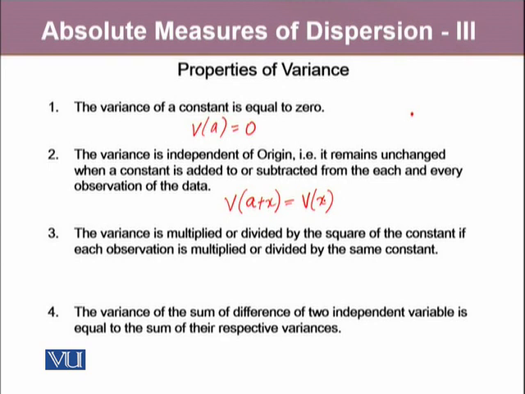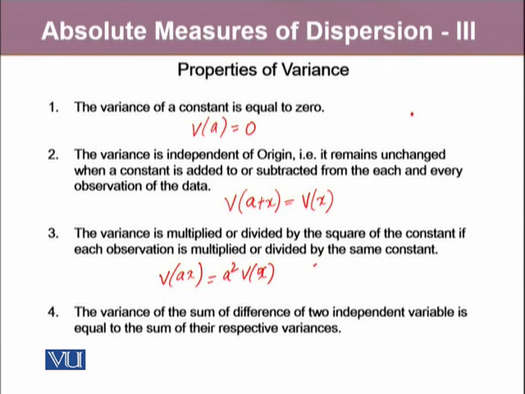Third property talks about that if it's multiplied or divided by a constant, the variance is multiplied or divided by the square of the value. If each and every observation in the data is multiplied by some constant, let's say A, the variance of AX turns out to be square of the A times variance of X.